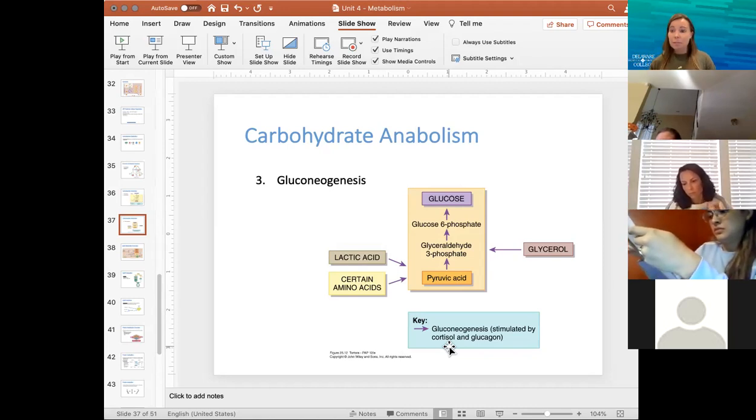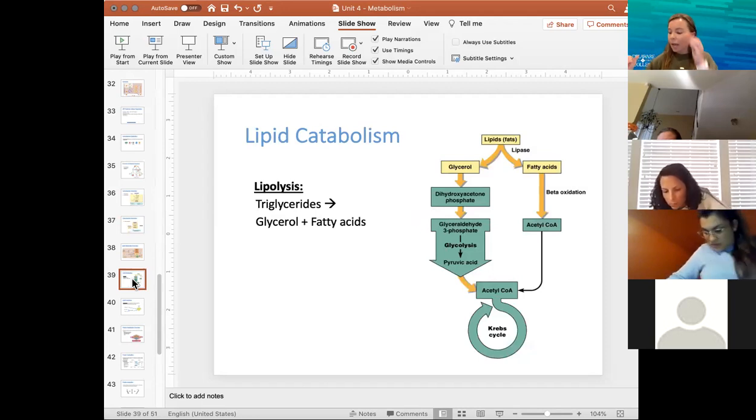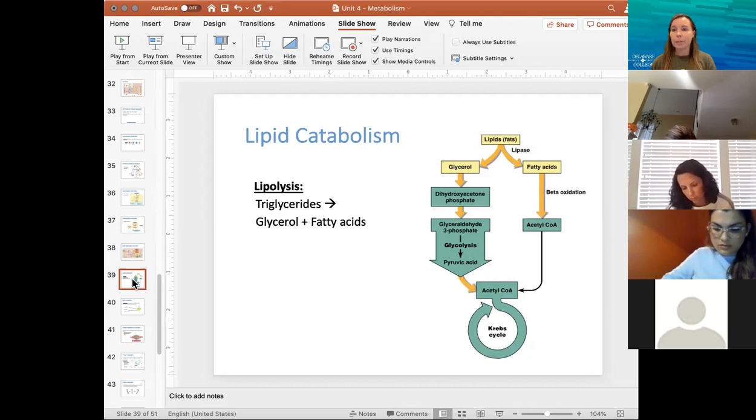Lipid catabolism is called lipolysis. Basically, whenever you see the lysis ending, that means breakdown. And whenever you see genesis as the ending or suffix, that means creation of or building. So lipid catabolism is lipolysis. That's breaking down lipids.